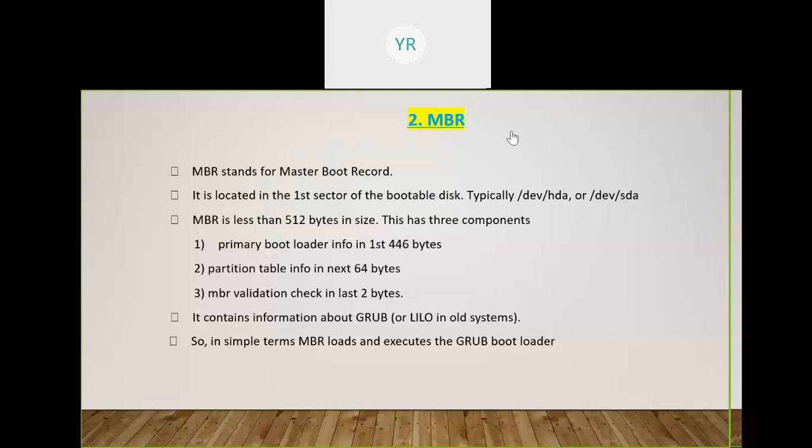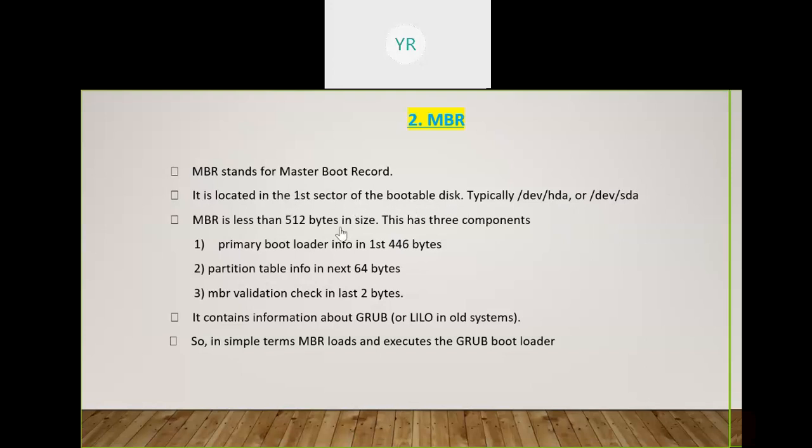Okay, MBR is nothing but master boot record. It is located in the first sector of the bootable disk. Generally the bootable disk will be named like /dev/hda or /dev/sda. SDA is for the first disk, so it is always located in the first disk. The naming convention is sda, sdb, sdc, like that, with sda for the first hard disk. So it is always located in the first sector of our bootable disk.